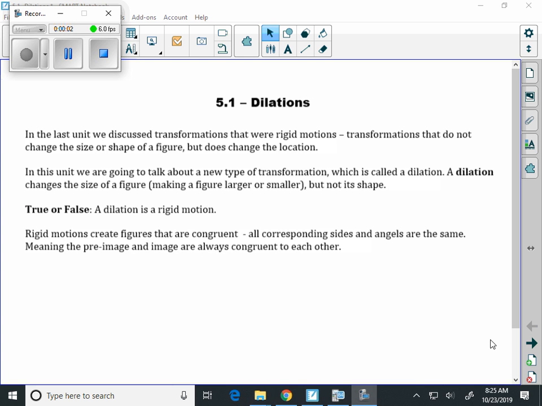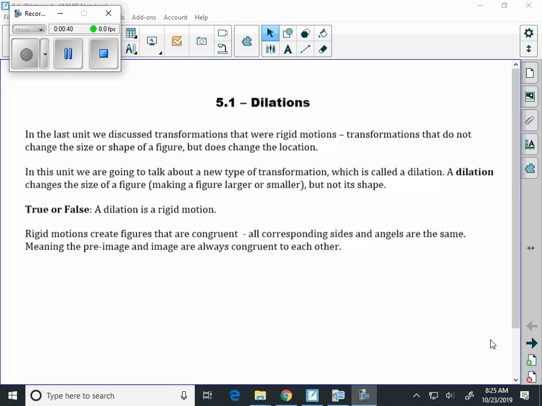So we're going to talk about dilations today, and in the last unit we were talking about rigid motions. Transformations that do not change the size or the shape of the figure. And the transformations that we used were translation, which means that we move the graph right or left, up or down. And then we did a rotation. We moved it from one location to another, and we also did reflections. We did reflection second, where we flipped the graph over some line of reflection.